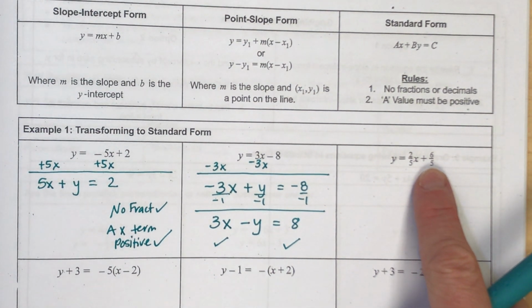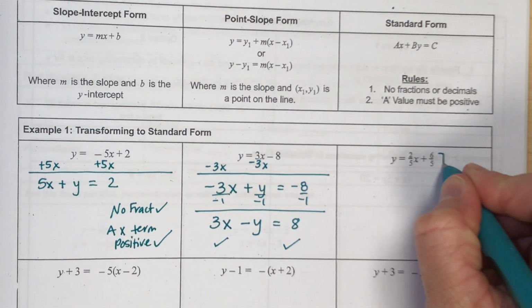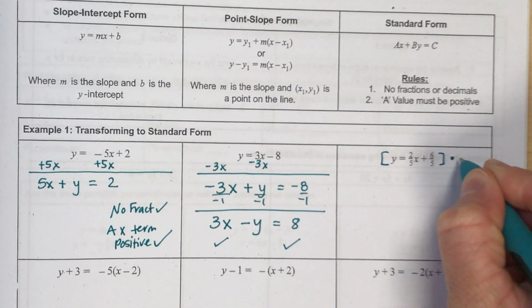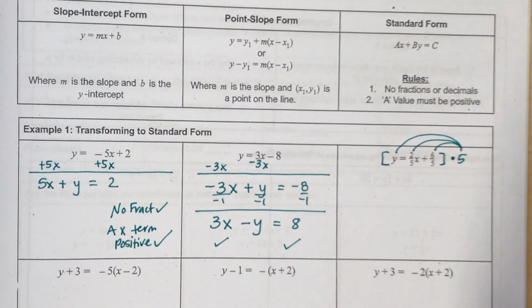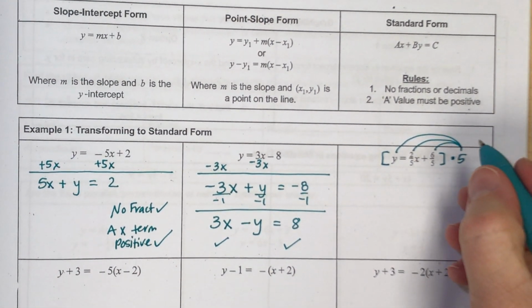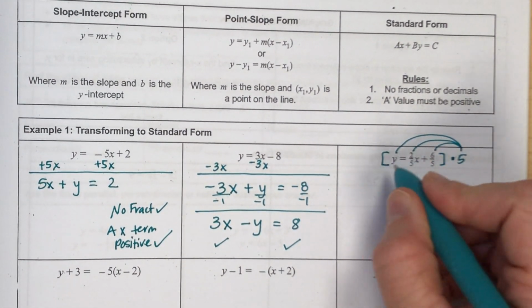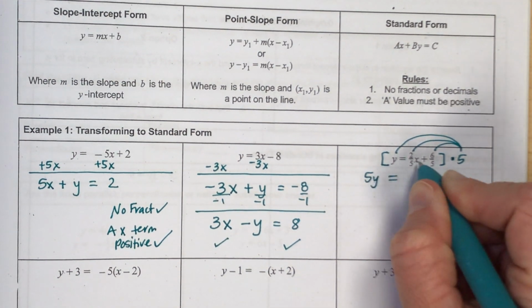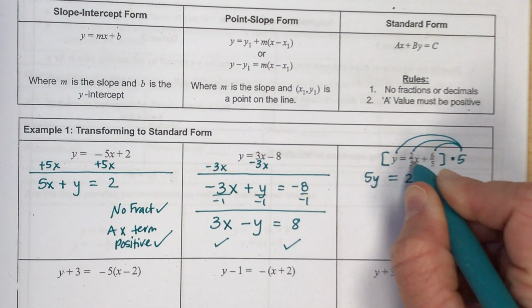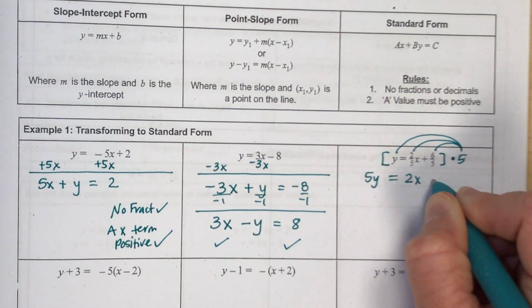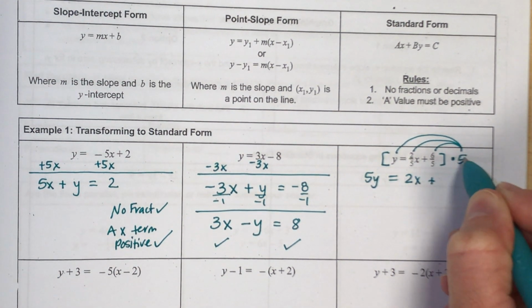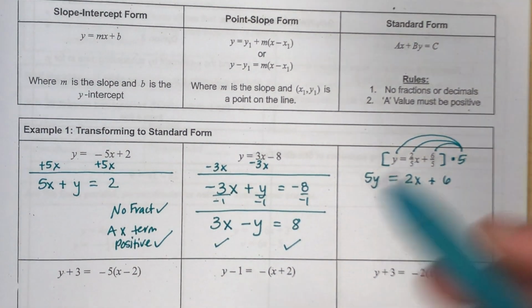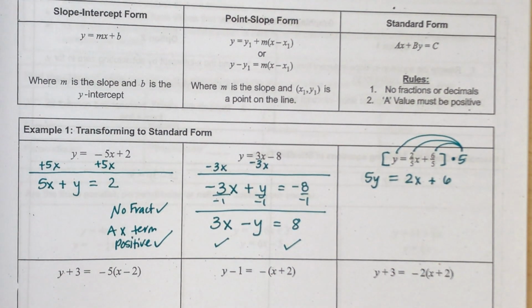Now in this function, I notice I have fractions right away. And so the first thing I'm going to do is get rid of both of the fractions, and I'm going to do that by multiplying everything by 5. As long as we do it to everything, it's a legal math move. So 5 times y will now equal 2 times x, because this 5 and that 5 will cancel out. Plus then my last term, 6 divided by 5 times 5. Again, your 5's cancel out, which is why we multiplied by 5. And now all of my fractions are gone.